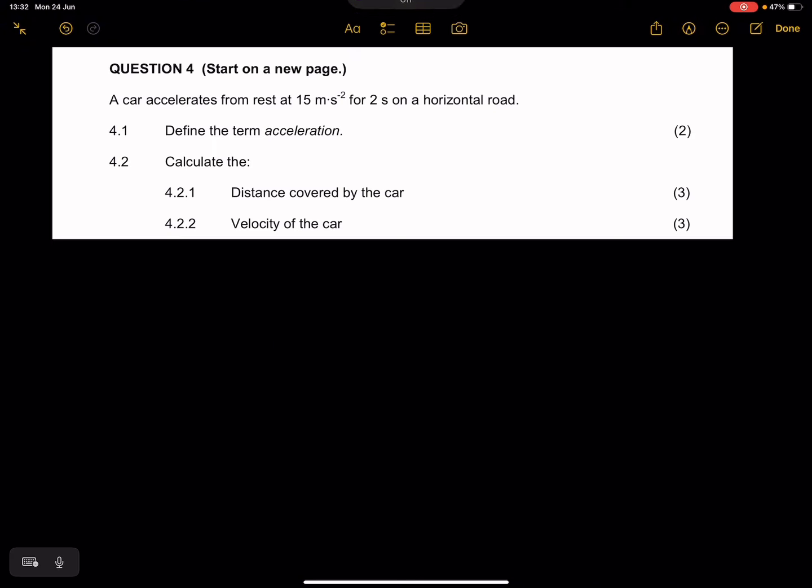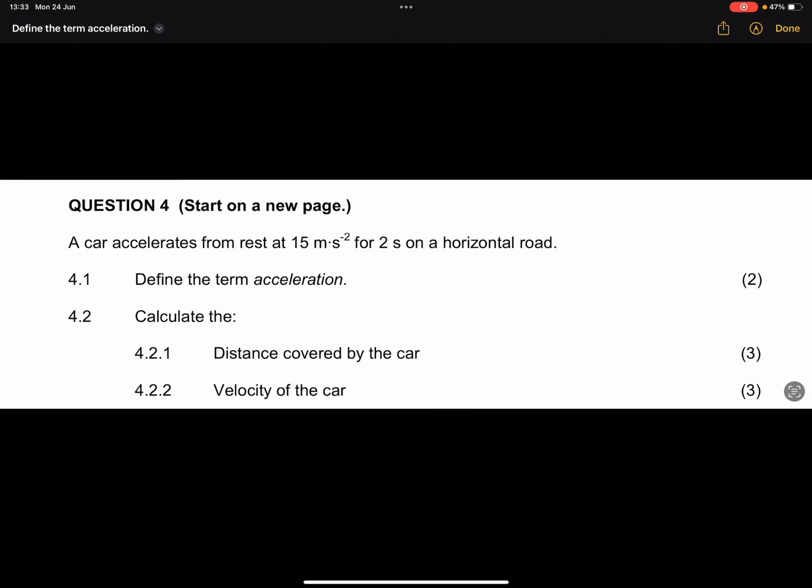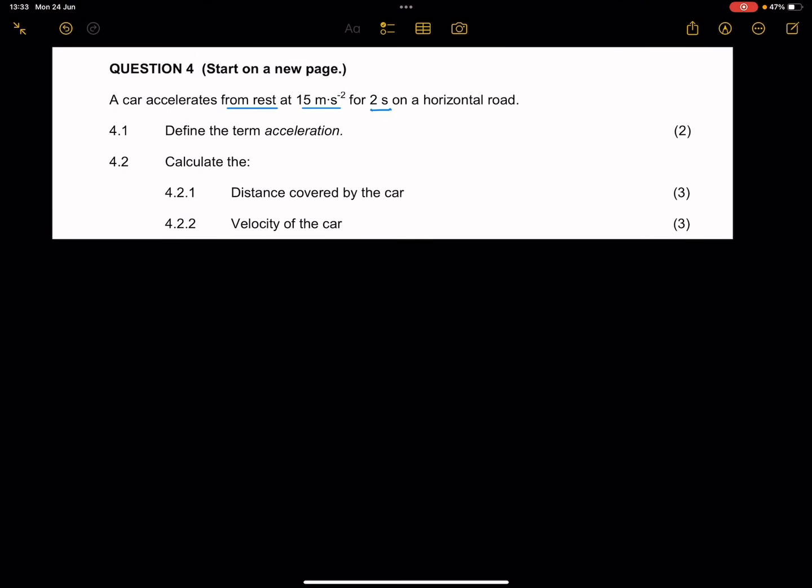Let's start with our very first question. They say to us, a car accelerates from rest, okay? And you remember what I said to you, that you're going to have to learn to highlight things that are important. So the car accelerates from rest at 15 meters per second squared for 2 seconds, right? So that's very important. And that's on a horizontal road, and they say define the term acceleration. Of course, we know that acceleration is the rate of change in velocity, right? Now let's get to the part where we apply equations of motion. They say to us, calculate the distance covered by the car.